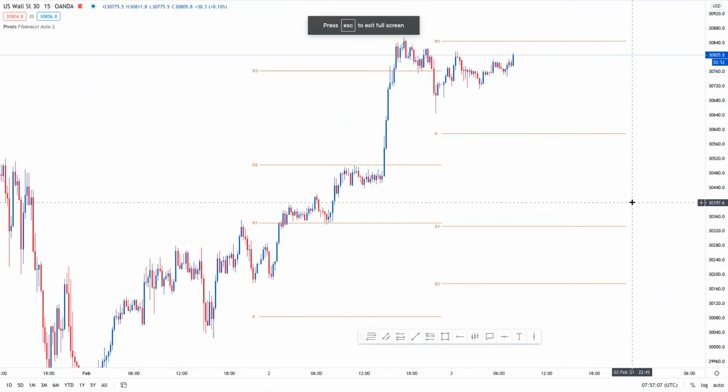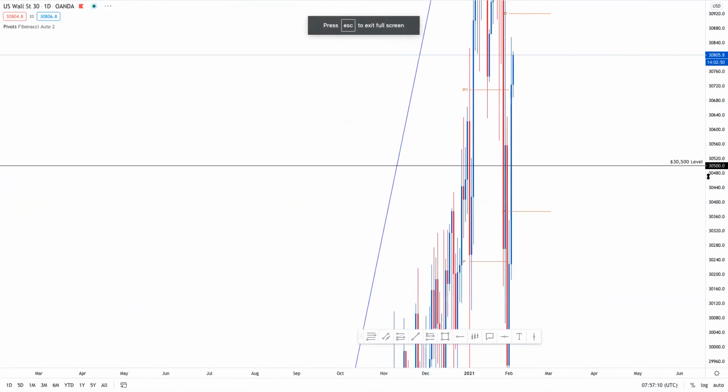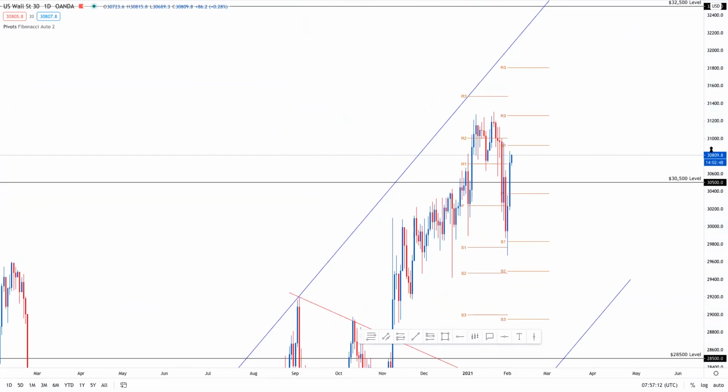Then I look at the Dow, which I think is quite similar to oil. Looking at it also from a daily perspective, last week this one had a huge sell-off.